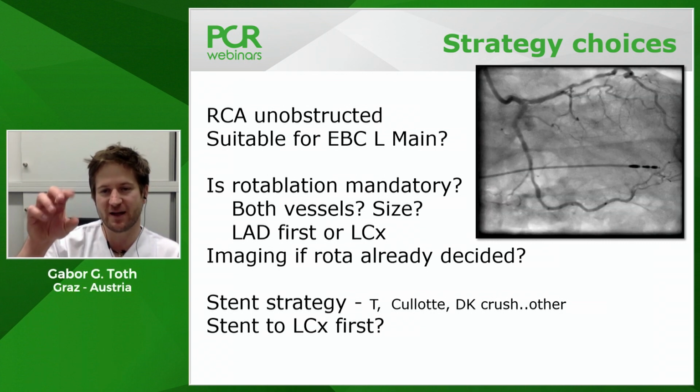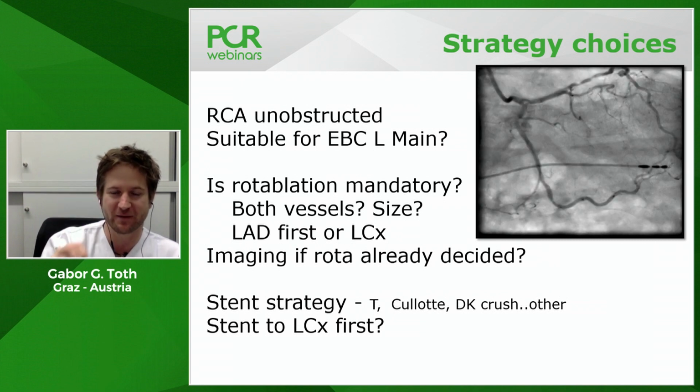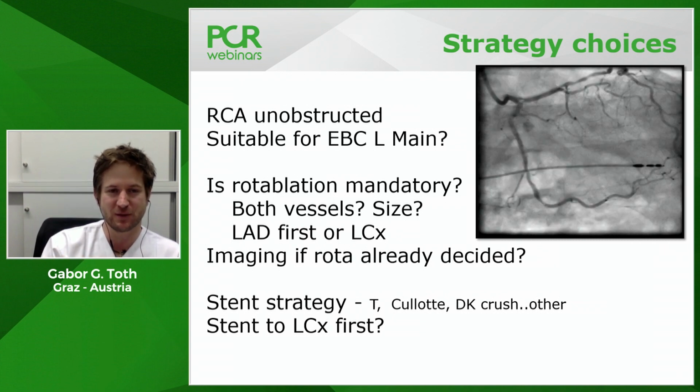Yeah. There is a calcified globe sitting in the carina, in the bifurcation. So once you rotablate through it, I think it will look completely different. So I would make my strategy afterwards.